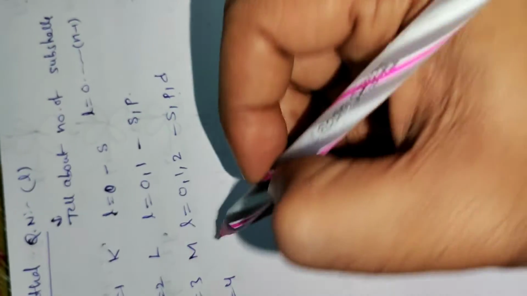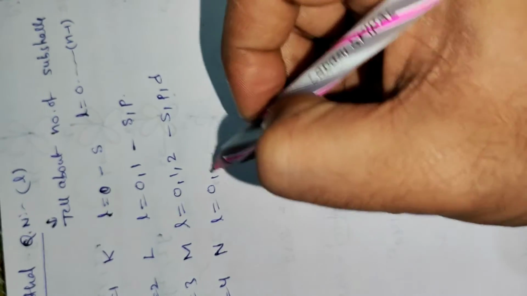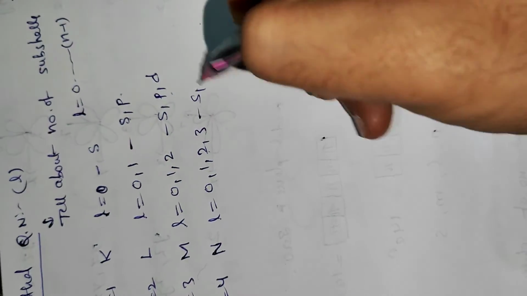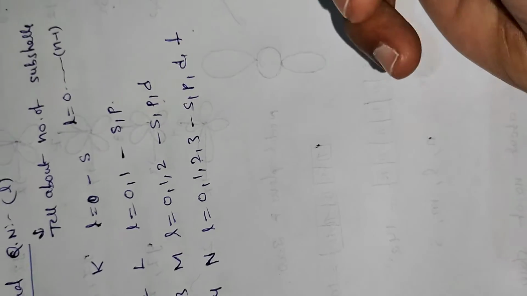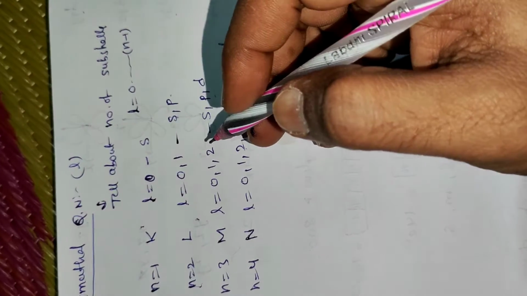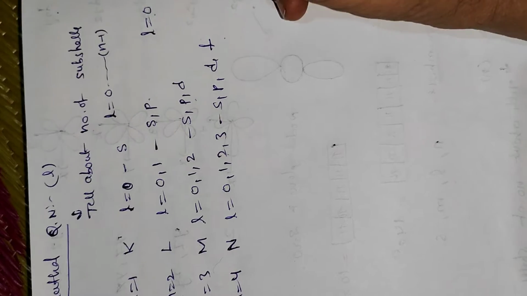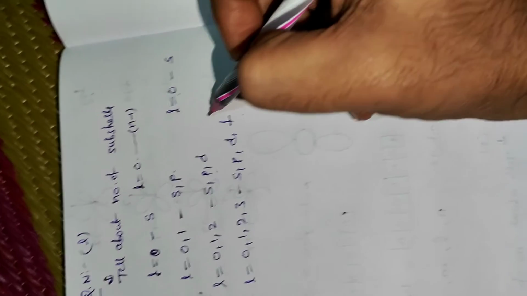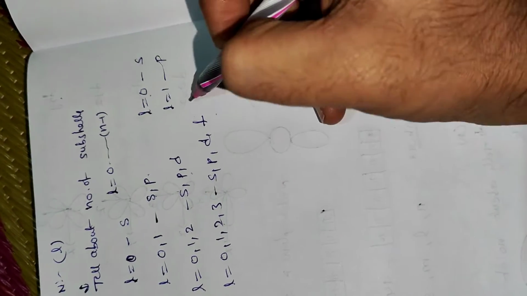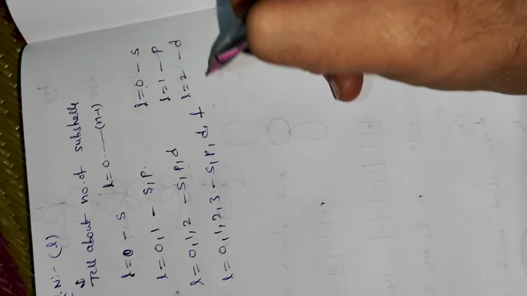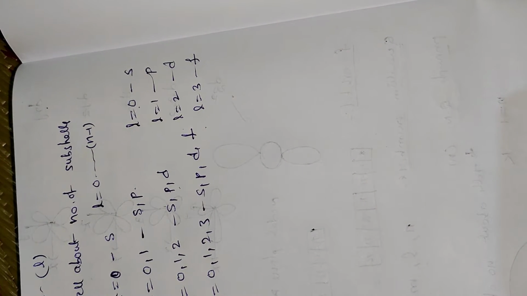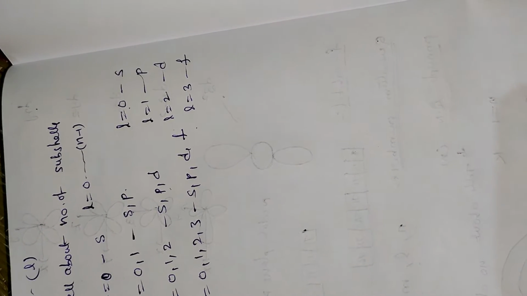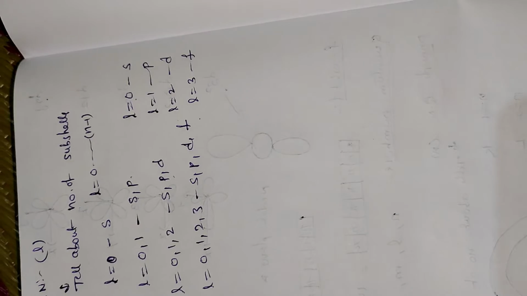N is equal to 4, N shell. L values are 0, 1, 2, 3. That means s, p, d, f. Finally, l tells about the number of subshells. L equal to 0 means s subshell. L equal to 1 means p subshell. L equal to 2 means d subshell. L equal to 3 means f subshell.